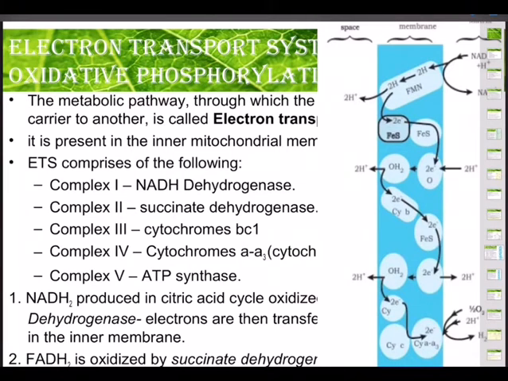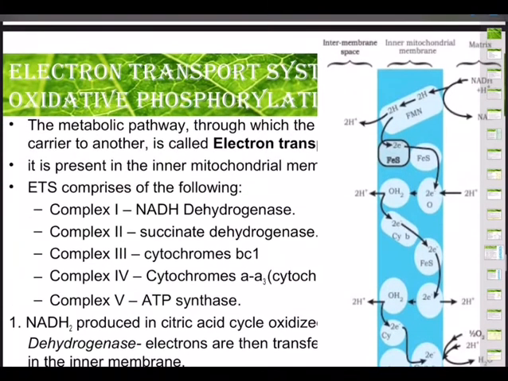Now we enter into the fourth phase, that is electron transport chain. So the metabolic pathway through which the electron carries to one another is called electron transport chain. This happens in the inner mitochondrial membrane, and it has groups of several protons, H plus, and electron acceptors. As you are seeing in the picture, there are three: the outer membrane, inner mitochondrial membrane, and the matrix.